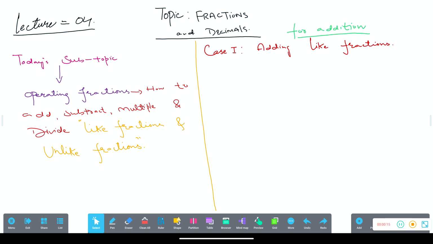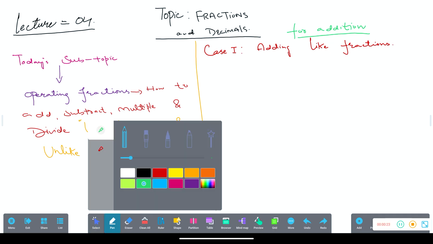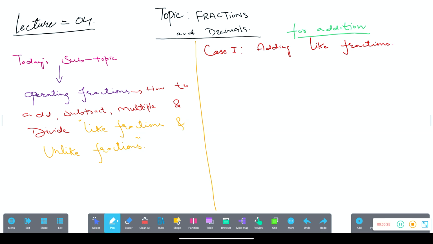So the topic on your screen is lecture number 4 of the topic that we have been taking for the past few lectures. We have already done 3 lectures in the chapter fractions and decimals. Right now we are taking its first part, that is fractions, and this will be our 4th lecture on the same topic. You can see here lecture number 4, our today's topic.